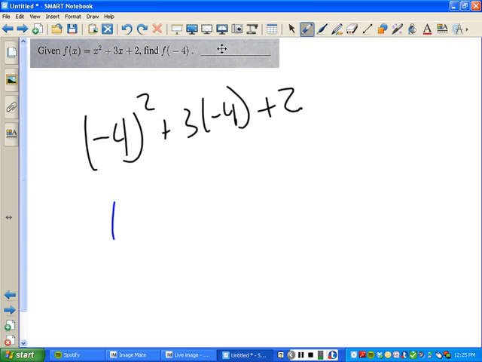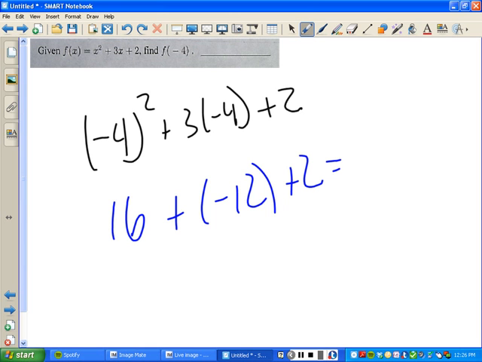-4 squared is 16. -12 plus 2. 16 plus -12 is 4, plus 2 is 6. Now again, I'm not blasting anybody who did not get 6. I know I've done these problems a couple times, and I make mistakes, and things happen. I won't even lie and say I've never multiplied 3 times -4 and got -15. I've done it a couple times.